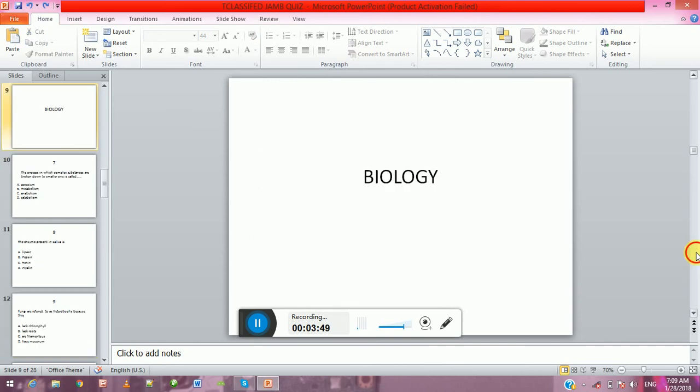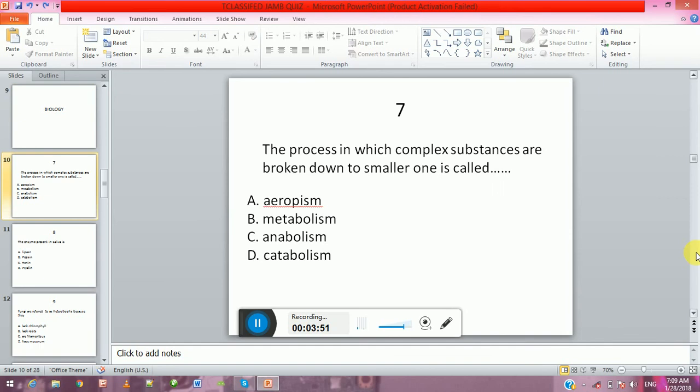Biology. The process in which complex substances are broken down to smaller ones is called A, aerobism, B, metabolism, C, anabolism, D, catabolism.